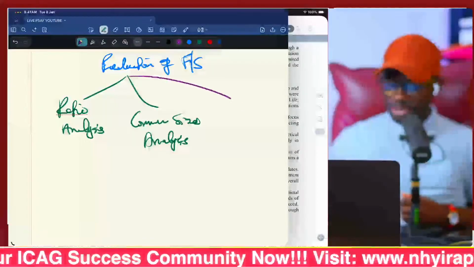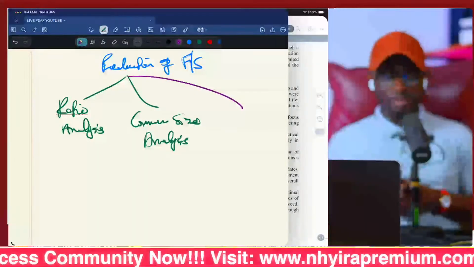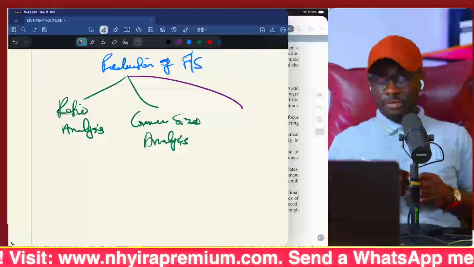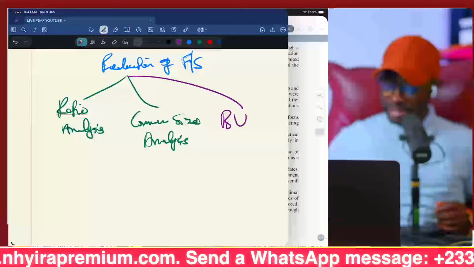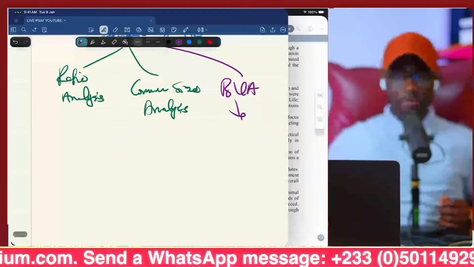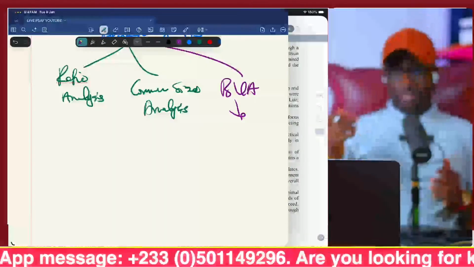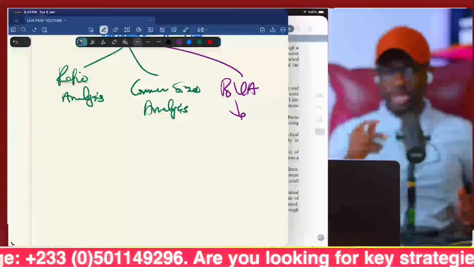Then the third approach that can be used to evaluate the performance of an entity will be budget variance analysis. This is where you are going to be required to prepare a statement of budget performance for the entity for the period under review.